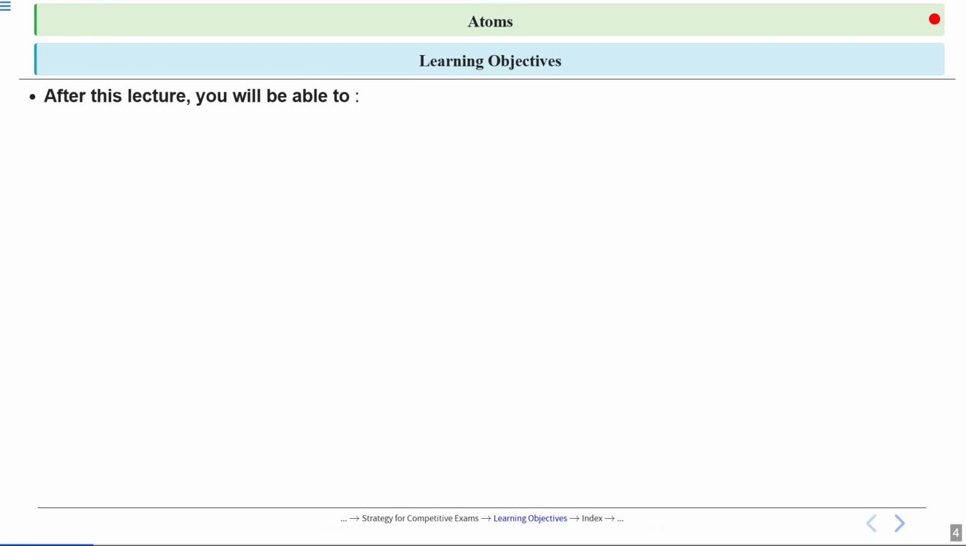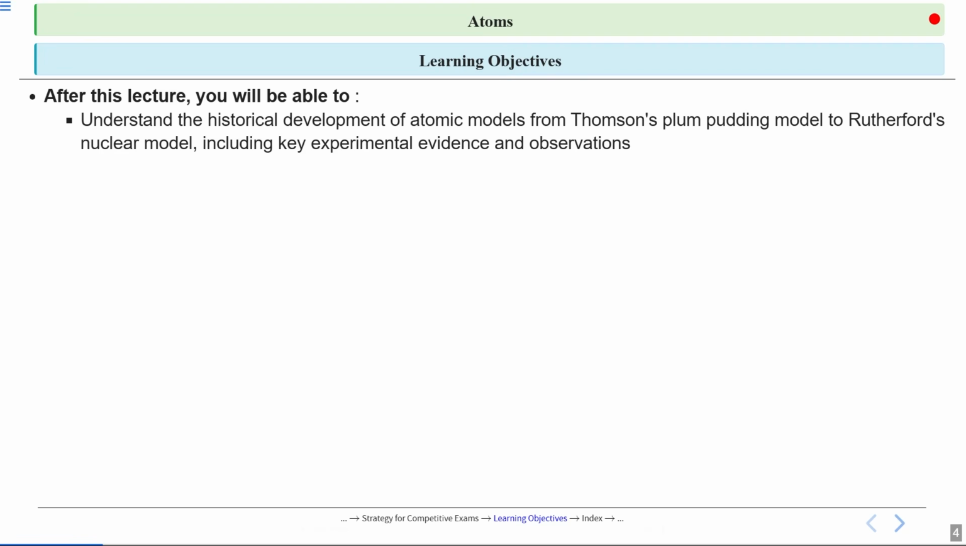So let's start by looking at what you will be able to do after this lecture. Our focus is on atoms and we will be building your understanding step by step. Notice that we are going to connect historical models with experimental evidence, which is the key part of how physics develops. Keep in mind that each point we discuss will help you see how current understanding of atoms came to be. So firstly, you will be able to understand the historical development of atomic models.